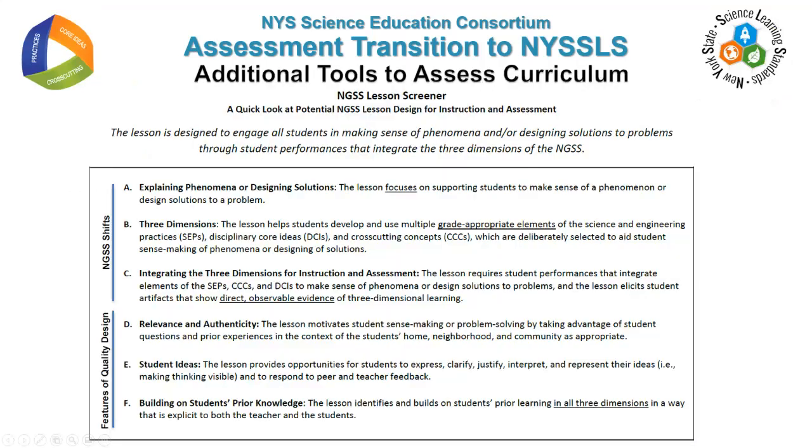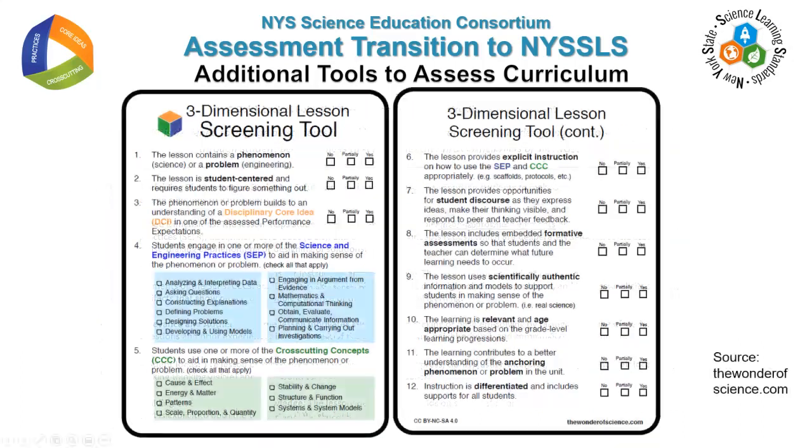Besides the PLDs, there are screeners that can be used to improve and review units and lessons. This one is from Achieve, and it looks for evidence of 6 components of the lesson or unit. This one was downloaded from the Wonder of Science website. Paul Andersen has a checklist screening tool to identify particular components.